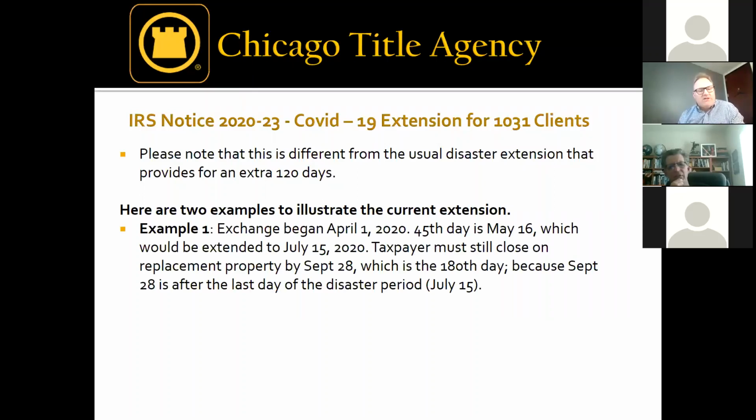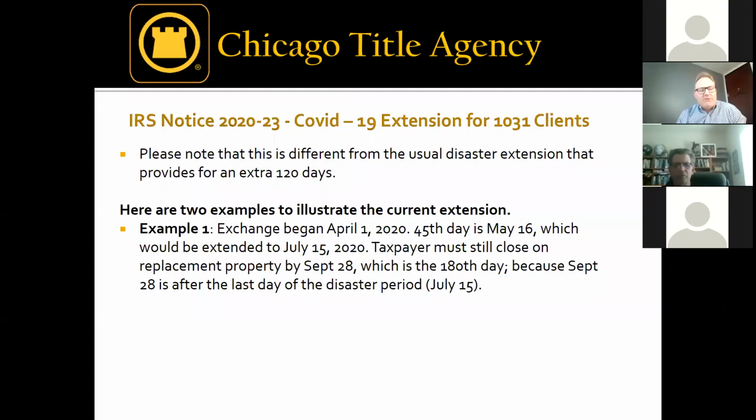So under this IRS notice, here are two examples, and I'll just read it. Example one, exchange began April 1st, 2020. That would make their 45th day May 16th. That date would be extended out to July 15th, 2020. Taxpayer must still close on replacement property by September 28th, which would have been their original 180th day, because September 28th is the last day of the disaster period in July.